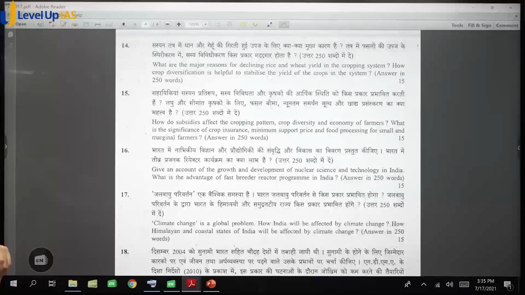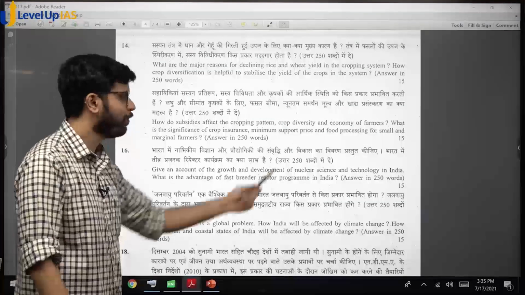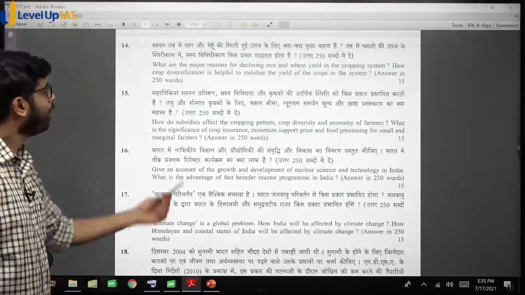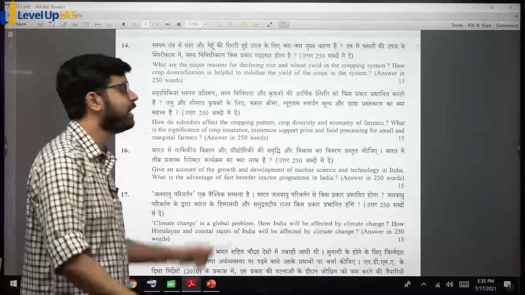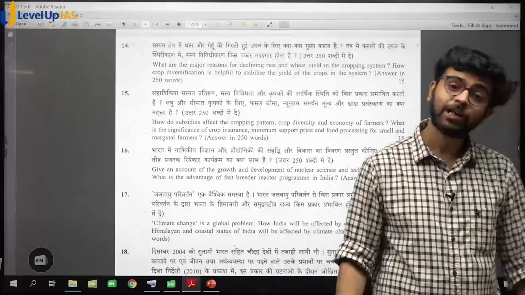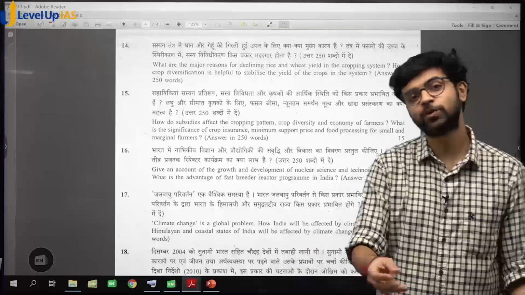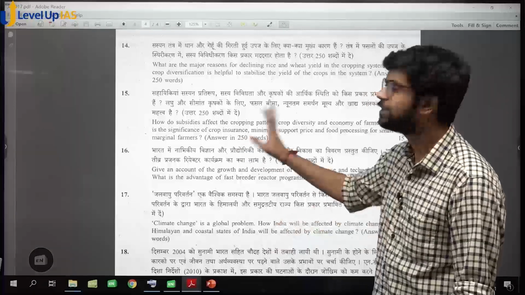It has flavors of all three. Subsidies bhi hai, cropping pattern is also there, economy of farmers is also there, obviously, crop insurance, MSP is also there, food processing is also there. Now, this makes it the easiest question of the paper. Why? Because there are so many things to write. As opposed to the previous question where they had asked only government initiatives but for 15 marks. Here, it's a 15 marker but they are asking so many things.